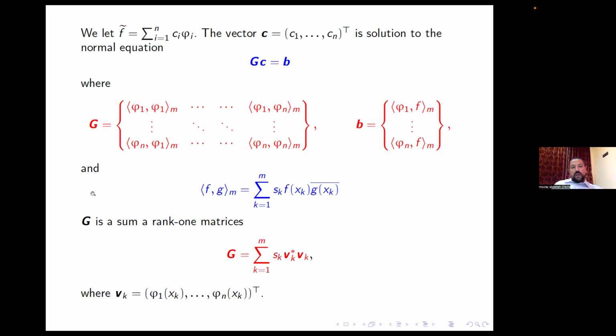So let me just note that this Gramian matrix is a sum of rank 1 matrices. We can write it as a sum of rank 1 matrices just by developing the empirical inner product. So we can write it as a sum of the weights Sk, column vector Vk, and row vector Vk star, where Vk is just the basis phi applied to the sample point xk. Okay, so we have a sample of size m. We have a space of dimension n.